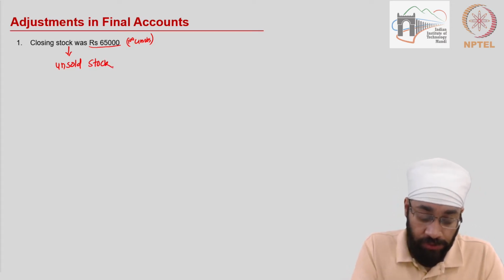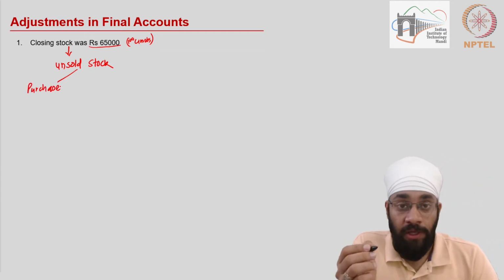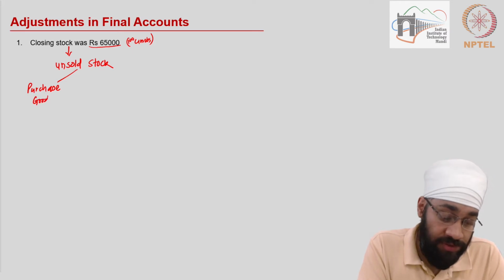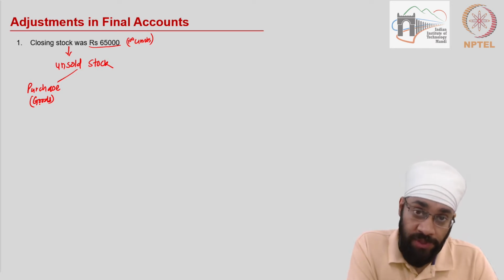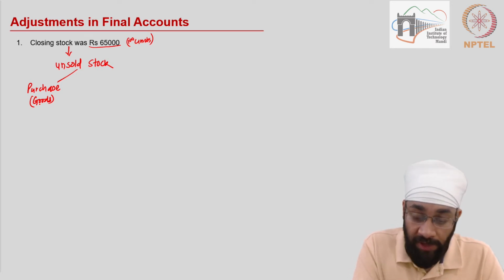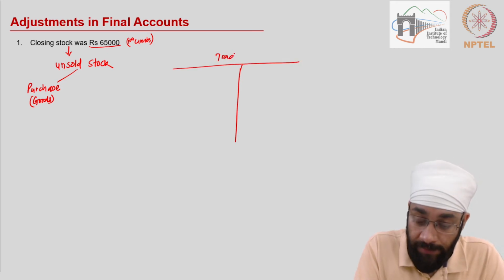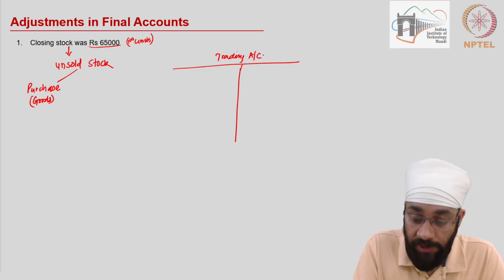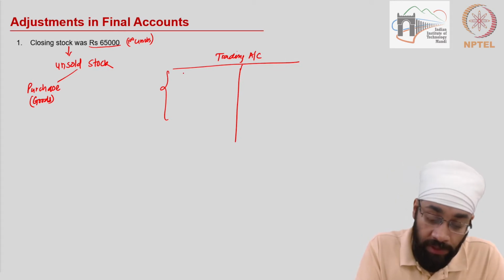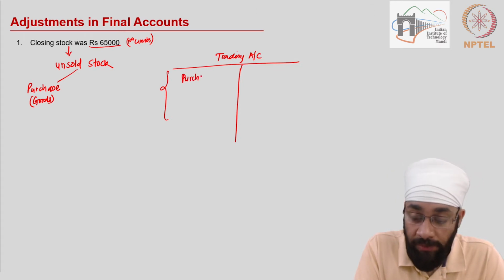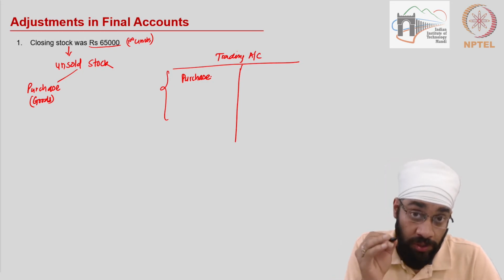And if this is the unsold stock, this must have been first of all purchased. In the purchase account, you have all the goods that are purchased, and some of these goods are sold, some of these goods are unsold. In the trading and profit and loss account, and I write only trading account because I'm talking about the first section in the profit and loss account, in the trading account, we have to show the purchase. What is the amount of stock that was purchased during the year?